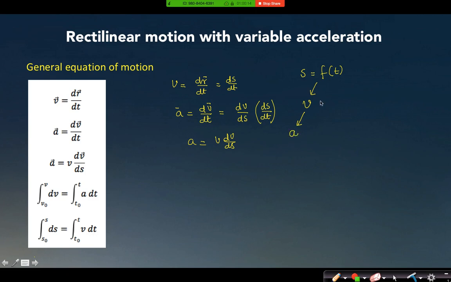Is vice versa possible? That means if in your question acceleration as a function of time is given, can I find velocity as a function of time, and from there can I find position as a function of time? Yes, sir. So how do I solve that? We will do the integration.